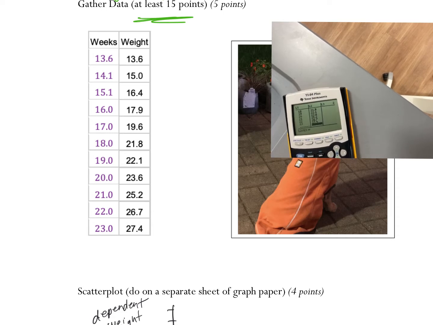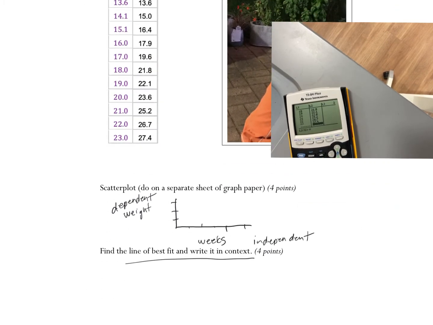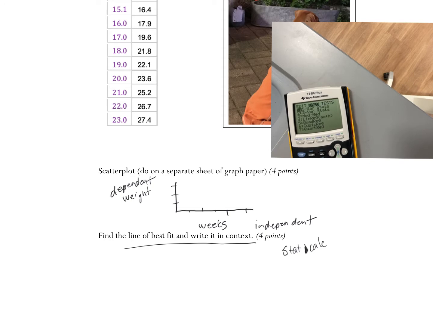All right, so once we have the data entered in the calculator, can somebody remind me how I find that line of best fit? Hit stat. Go to calc. Arrow to calc. Option 4. And then L2, L1.